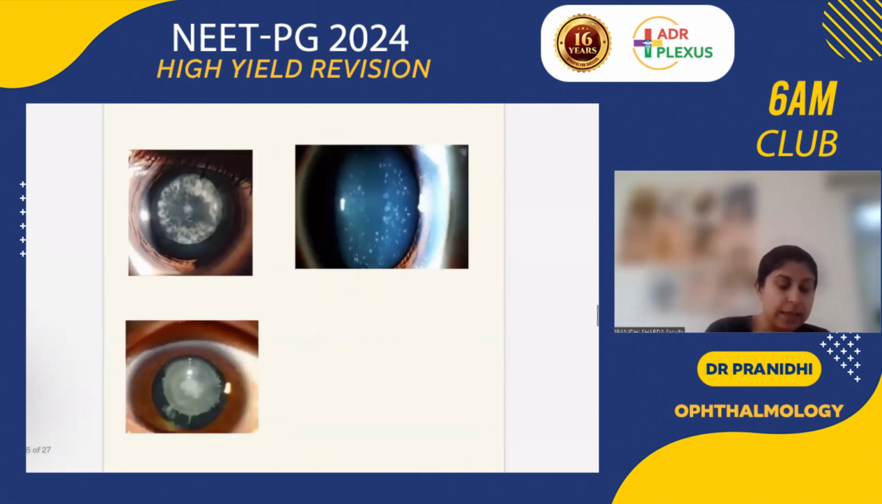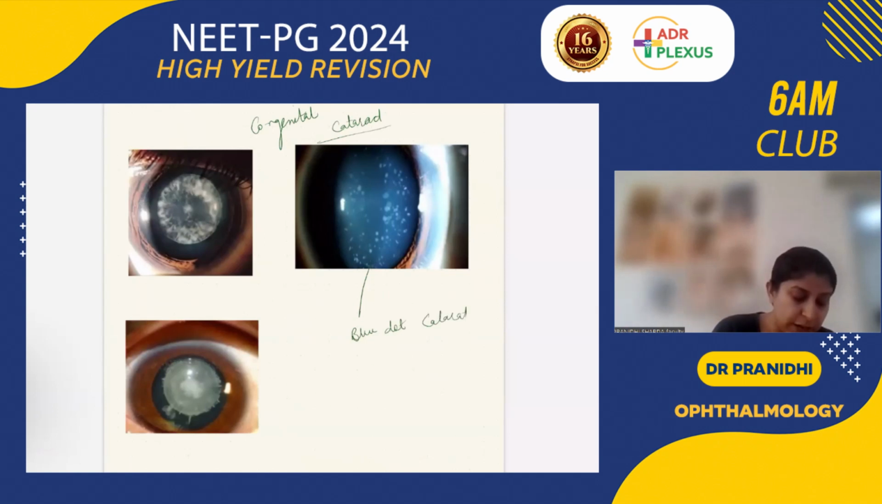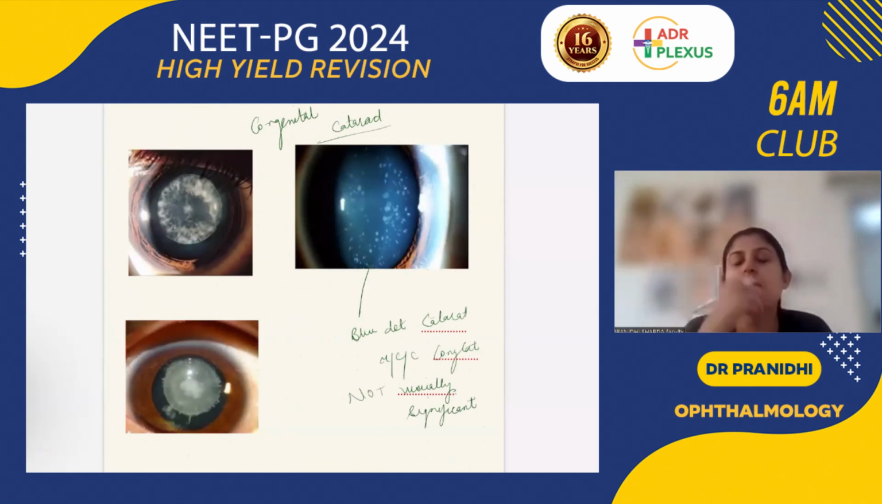What are these two images? These two images are of congenital cataract. In the image on the right, as you can appreciate, there are bluish dots present throughout the lens. This is blue dot cataract, which is the most common cause of congenital cataract. But it is not visually significant, so the patient usually never complains of visual loss due to it. It is an accidental diagnosis.